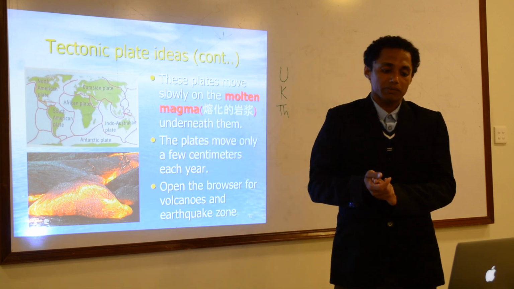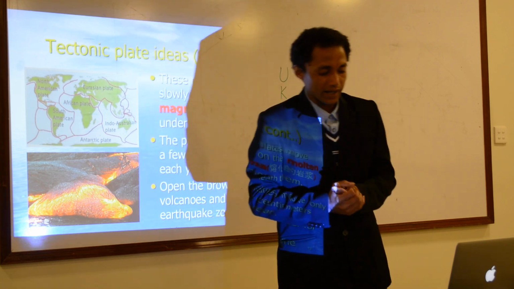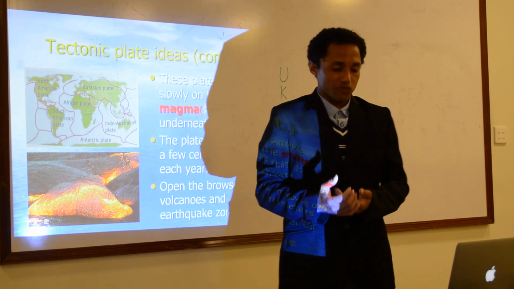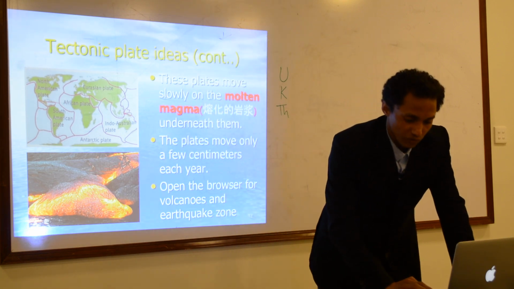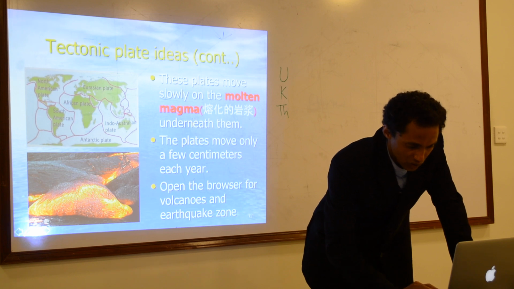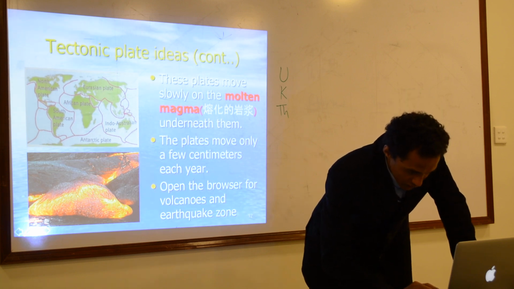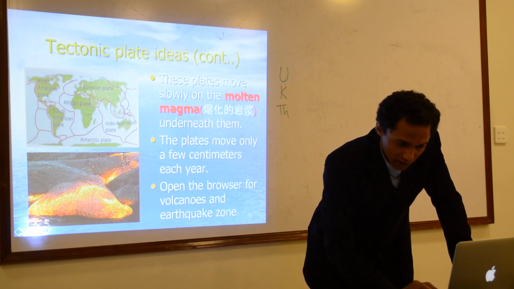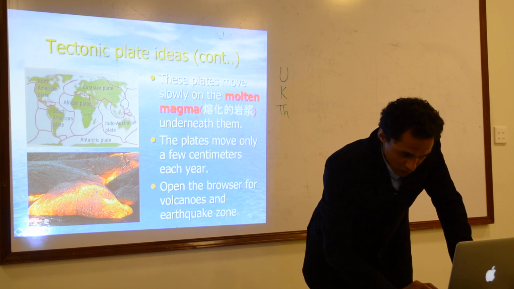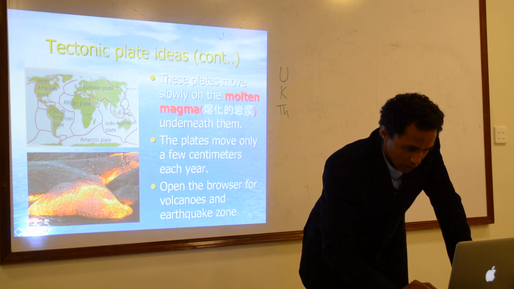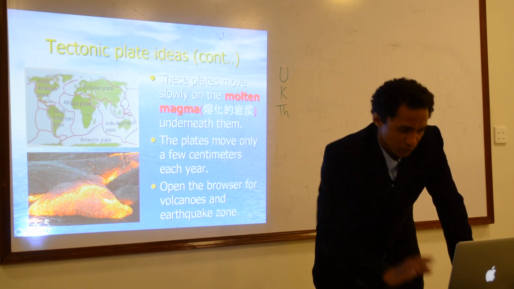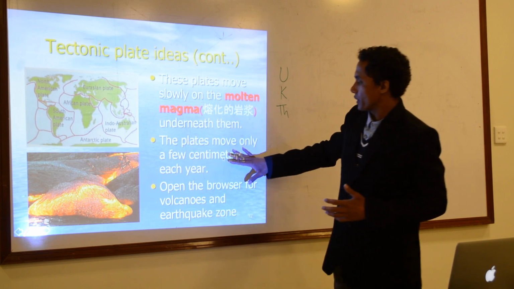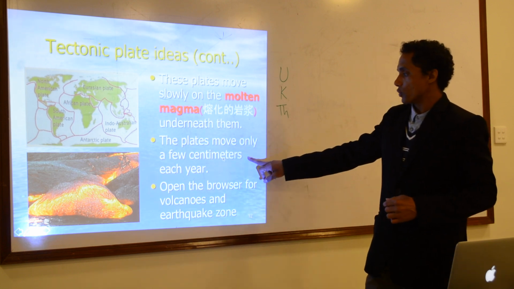Molten magma is a molten and semi-molten rock mixture found under the surface of the earth. This mixture is usually made of 4 parts: a hot liquid base called the melt, minerals crystallized by the melt, solid rocks incorporated into the melt from the surrounding confines, and dissolved gases. And these plates move only a few centimeters each year.